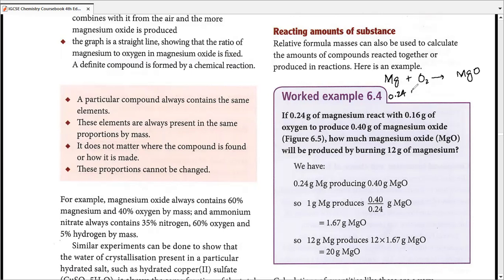This is 0.24, this is 0.16, and this produced is equal to 0.40 grams. Add these up, you'll get the answer to be 0.40. And here we already have 0.40, which gives us a very good idea that mass stays constant in a chemical reaction, which means you cannot produce mass or you cannot destroy mass in a chemical reaction.